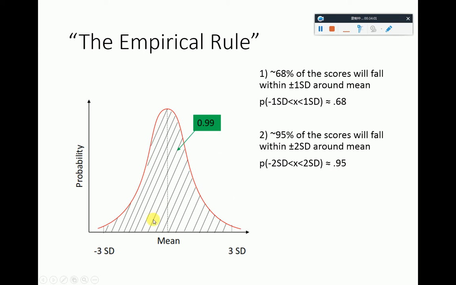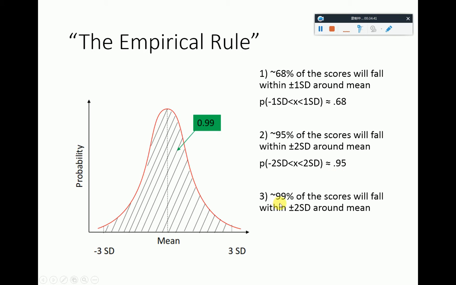Lastly, the empirical rule says, for any value that's within 3 standard deviations around the mean, the probability of observing this value is close to, but not yet 1. It's 0.99. That simply means almost all values will fall within 3 standard deviations below and above the mean. There are a few values that are not included, but the majority of values will be within 3 standard deviations above and below the mean.